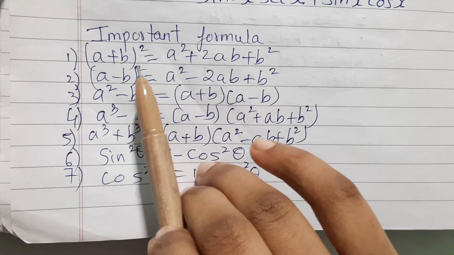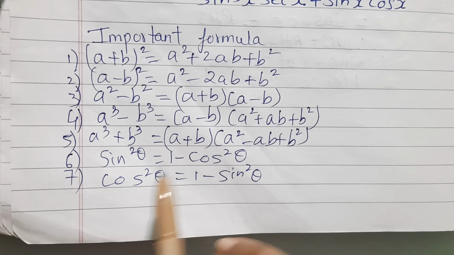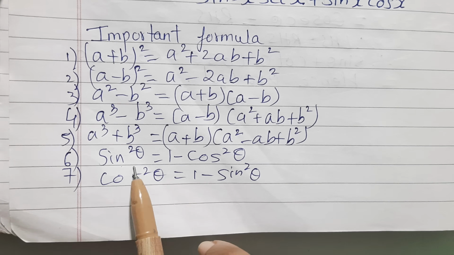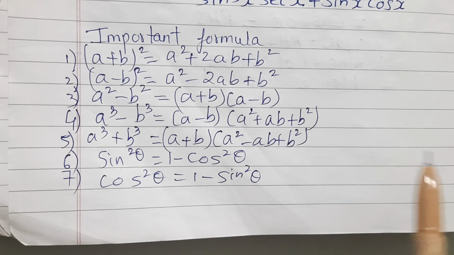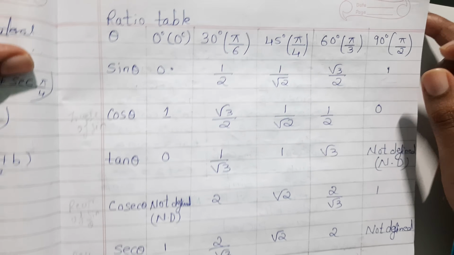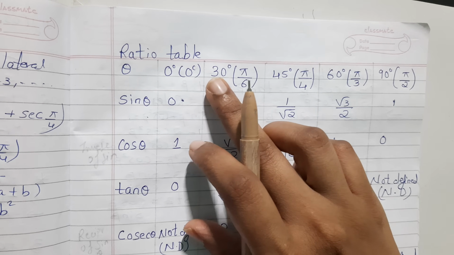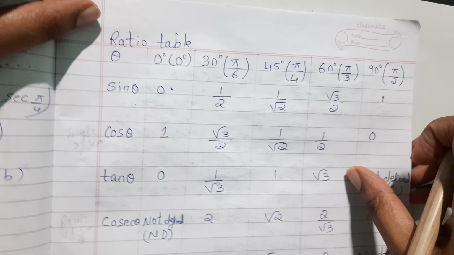Here you can take some important formulas. (a + b) the whole square I have already given you in the previous class. Sin square theta is equal to 1 minus cos square theta. Cos square theta is equal to 1 minus sin square theta. Now let us see one more. Then we'll see today the ratio table.